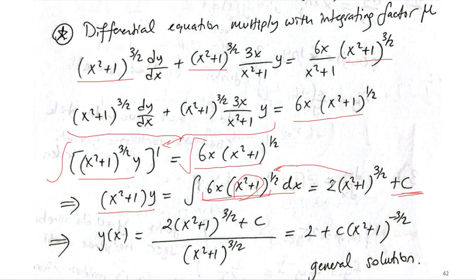Because 3 over 2 times 2, you have 3. And then the derivative inside is 2x. So that will give us 6x times x squared plus 1 to the power 1 over 2. So essentially, after you do this integration using your calculus knowledge, you get this term plus an arbitrary integration constant, and then divide all the terms by this expression, and that gives you y of x in this expression. So notice that this c is an arbitrary constant, and here you can divide these terms. This is 2 plus c times x squared plus 1 to the power minus 3 over 2. And this is the general solution we obtain.